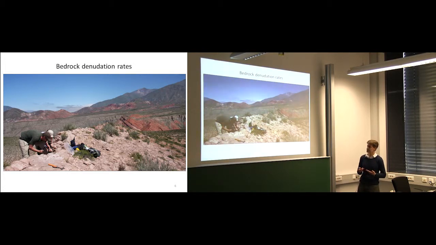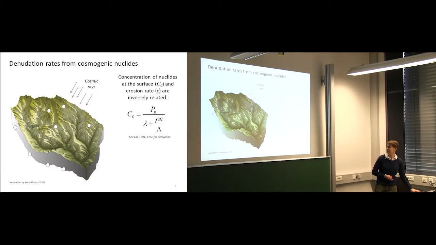And from that sample, we would then measure the nuclide concentration. All right, so what would that tell us? Here we have our little rocks exhuming up toward the surface. That getting redder is indicating a higher concentration of nuclides. In general, this concentration will be inversely related to that erosion rate or this denudation rate.